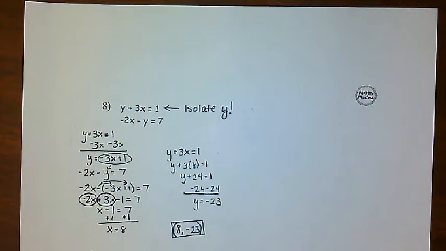Okay? So we get y plus 3x equals 1. Just like I said, I would isolate this y right here, which they did right there. Okay, so y equals negative 3x plus 1. We substitute that into our other equation. Solve for x. And then make sure you substitute it back in.